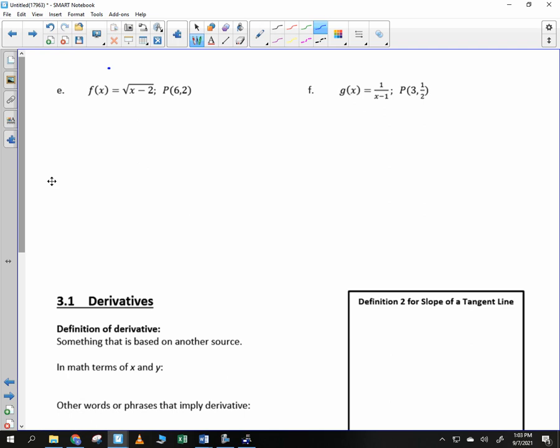And this is where it gets challenging for people and they get a little bit frustrated. Don't get frustrated, you're going to be just fine. Square root of x minus 2 and 6, 2. So what does the graph of square root of x minus 2 look like? Yeah, shifted to the right 2 units. So I want you to tell me anything about the slope at 6. Go ahead, take 15 seconds, talk to your partner, say anything about the slope tangent at 6. Anything, go, talk.